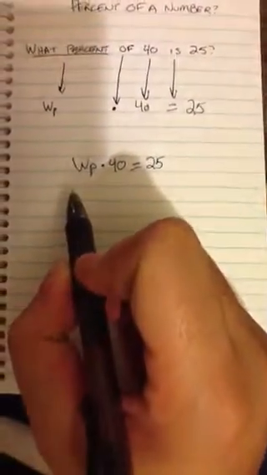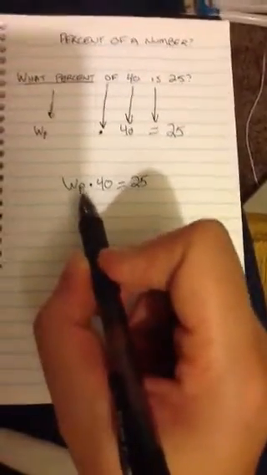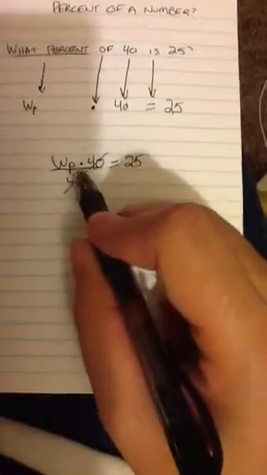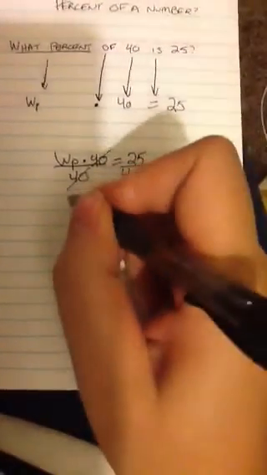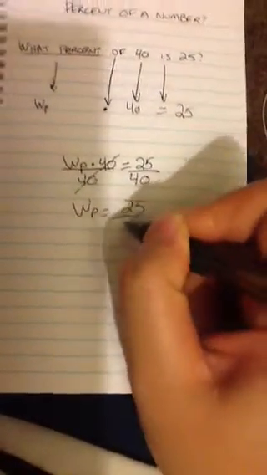Now what we want to do is get that WP by itself. In order to do that, we have to divide by 40. Let's do that on this side first. Those 40s cancel out, so now we have the WP by itself, but we have to do that on both sides. So now we're going to rewrite it down here: WP equals 25 over 40.